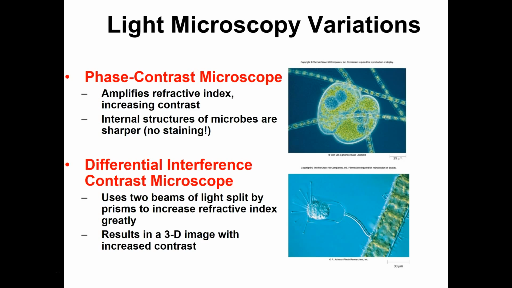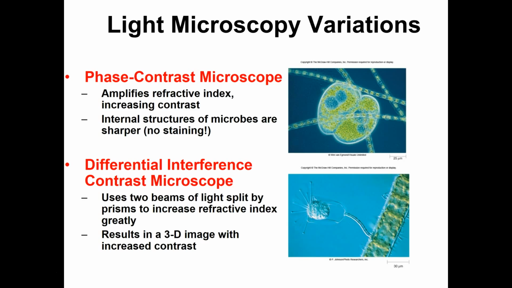So you can see in the picture of the algae in the upper right, you can make out many fine features inside of that particular algal cell. You can see the little vacuoles, you can see the chloroplast. If you had stained this specimen, you wouldn't be able to see that.